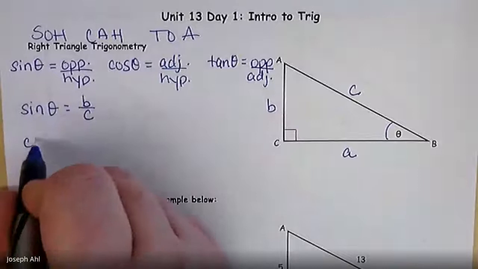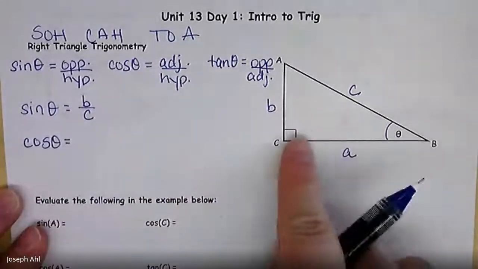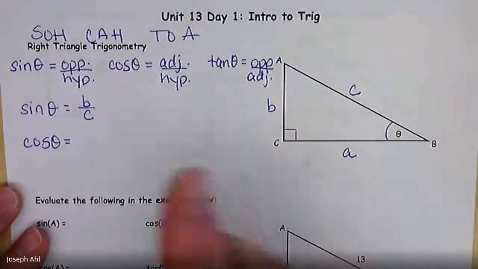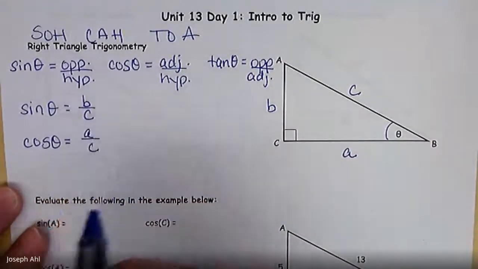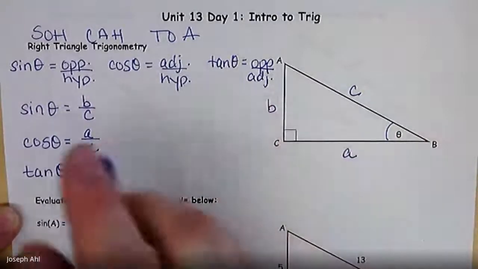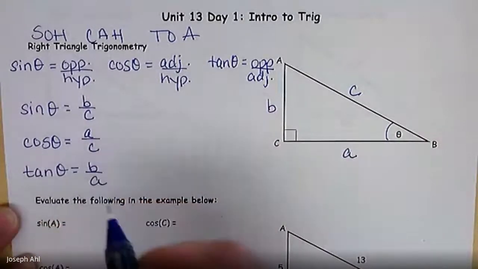All right, and then moving on to cosine theta, that would be adjacent over hypotenuse. The adjacent side is the side that's touching the angle. So that would be the ratio of a over c. And then finally, for tan of theta, if we do opposite over adjacent in this triangle, that would be the ratio of b over a.